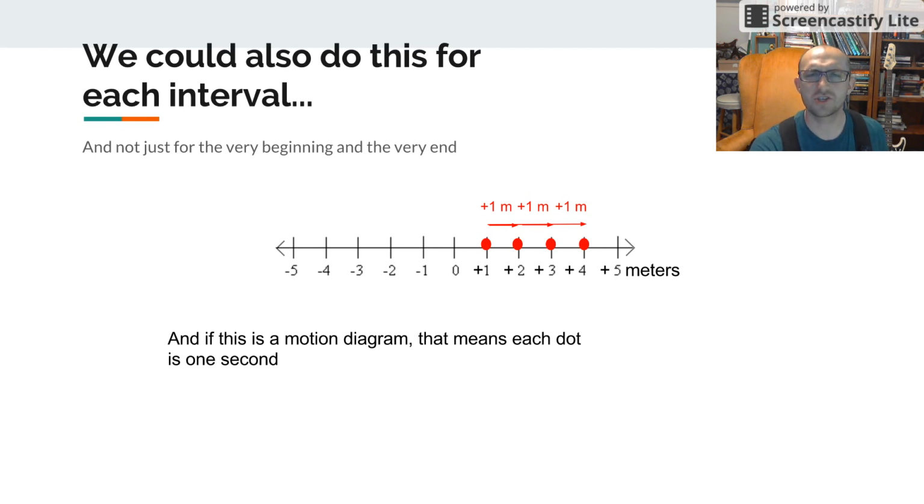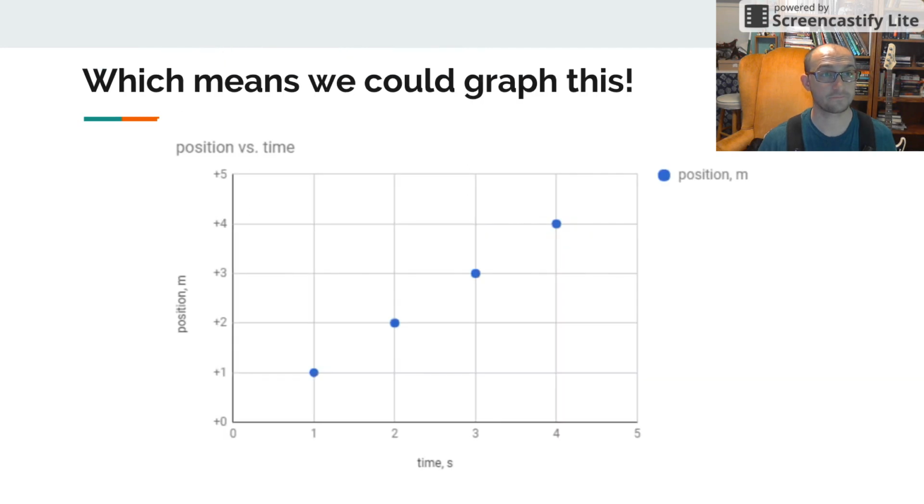All right, now I could zoom in a little bit. Instead of doing it for just the very, very beginning and the very, very end, I could do it for each second. So here we have a motion diagram, which means that each dot is 1 second. That means that I started at +1, 1 second later I'm at +2, and so on. And if I did the math, I would find that each second I went +1 meter. In other words, 1 meter to the right. And I did that each second for a total of 3 seconds.